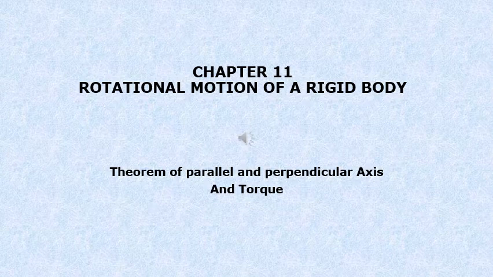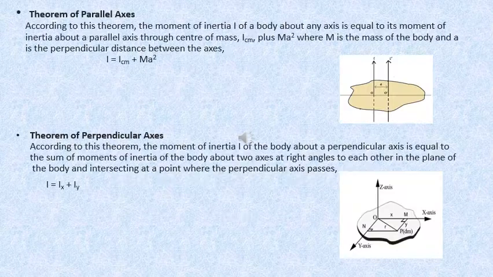Welcome all. Let us continue with the 11th chapter, and today we'll be studying two theorems, the theorem of parallel and perpendicular axis and also torque and its relation with moment of inertia. Of parallel axis. According to this theorem, the moment of inertia of a body about any axis is equal to its moment of inertia about a parallel axis through its center of mass ICM plus the product of mass of the body and square of the perpendicular distance between the two parallel axis.